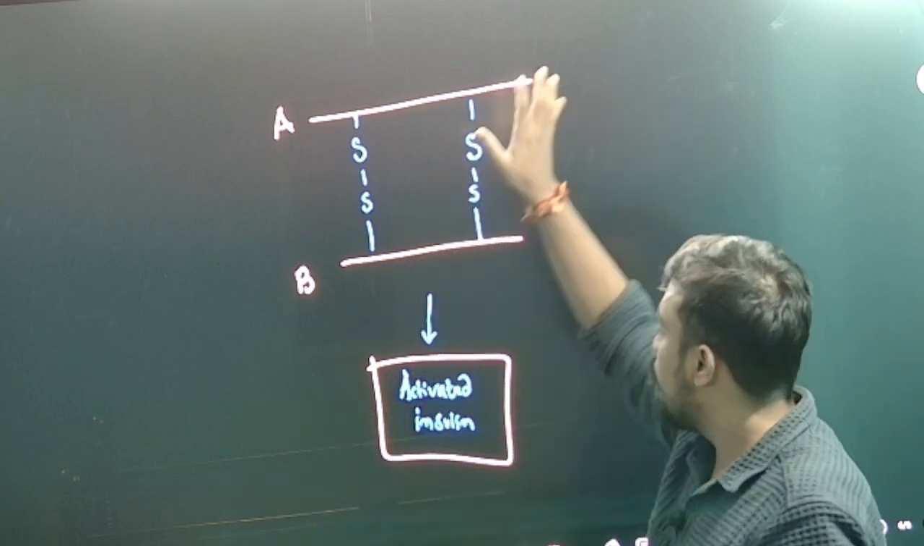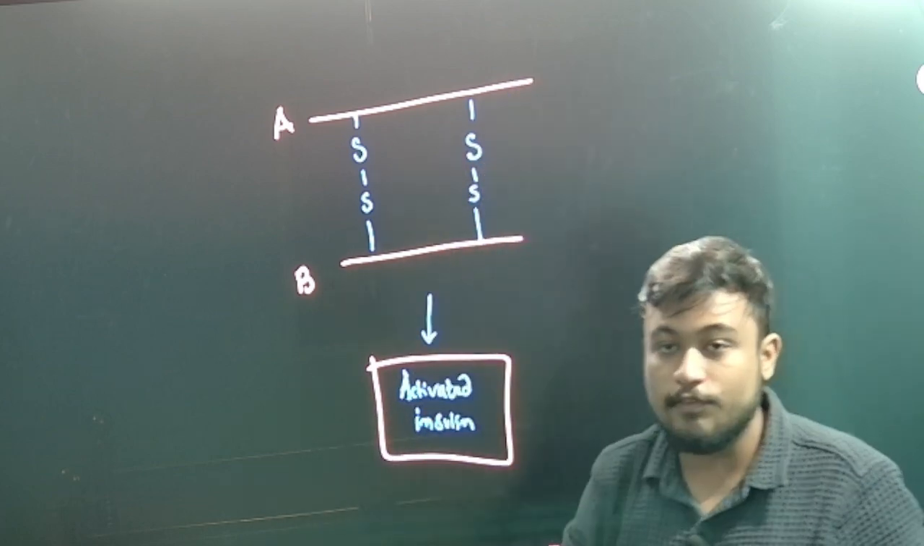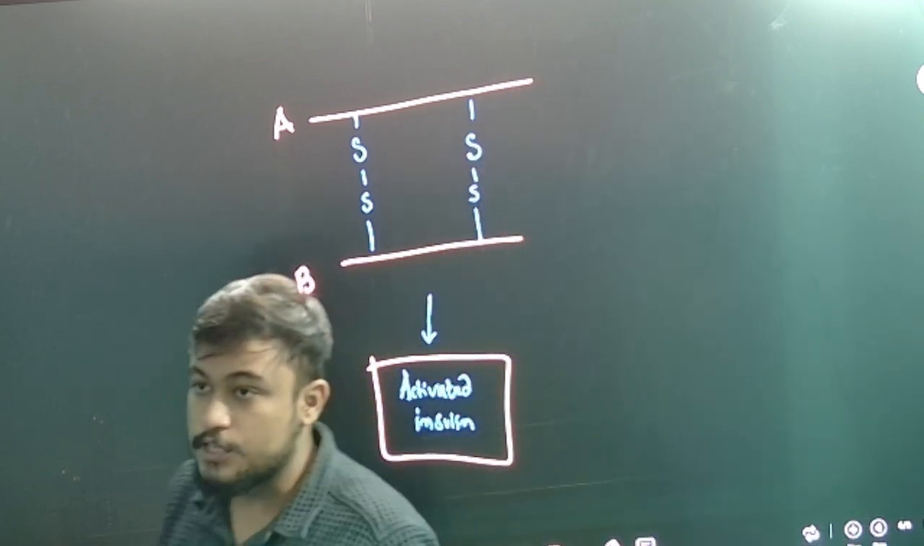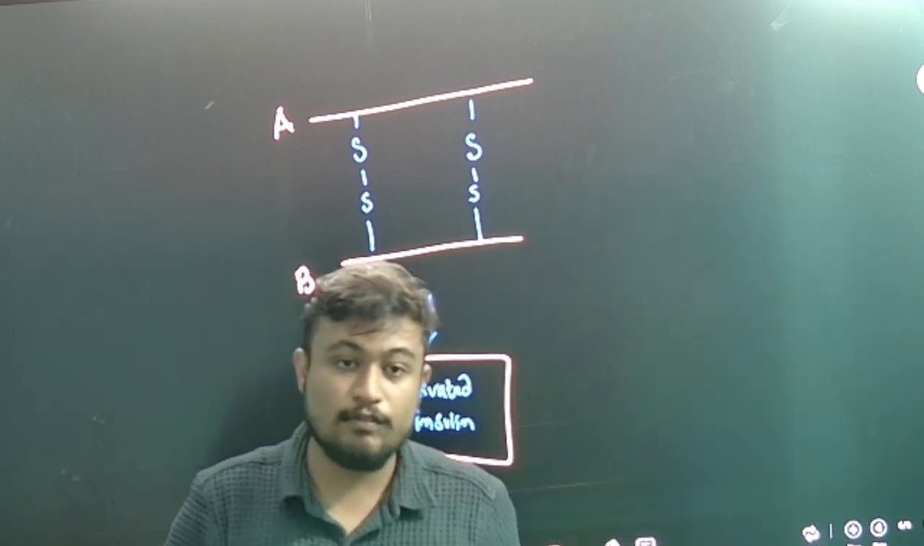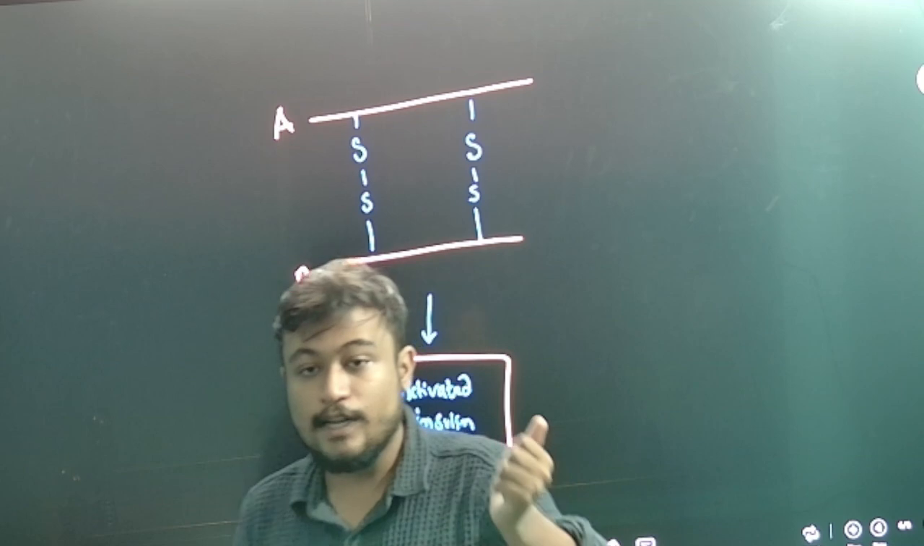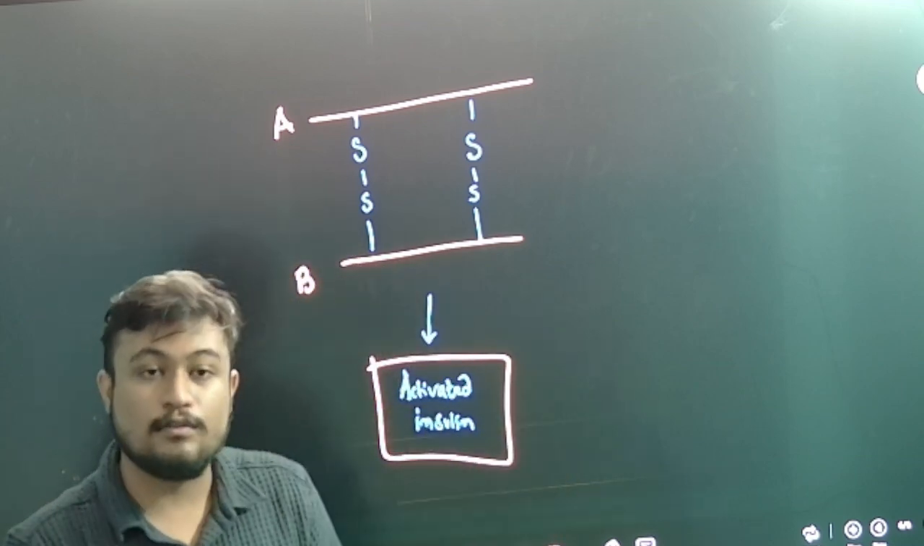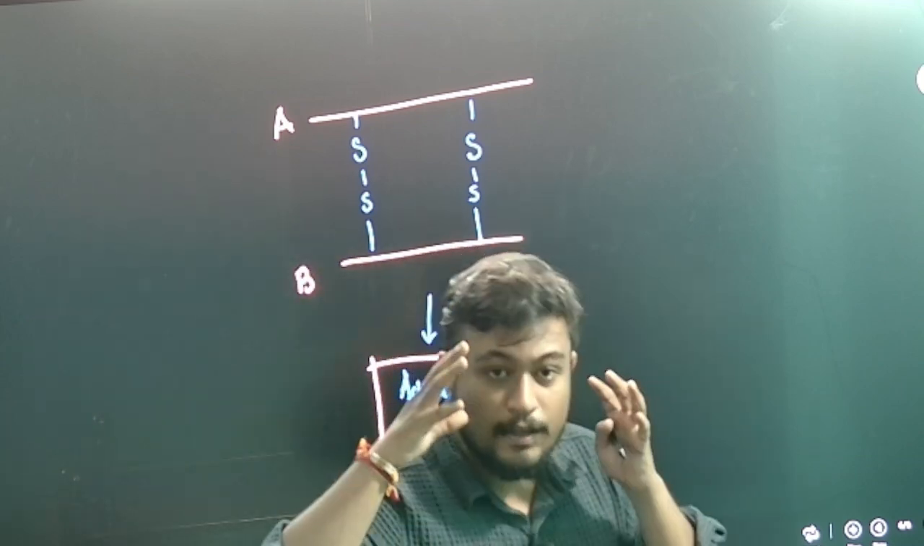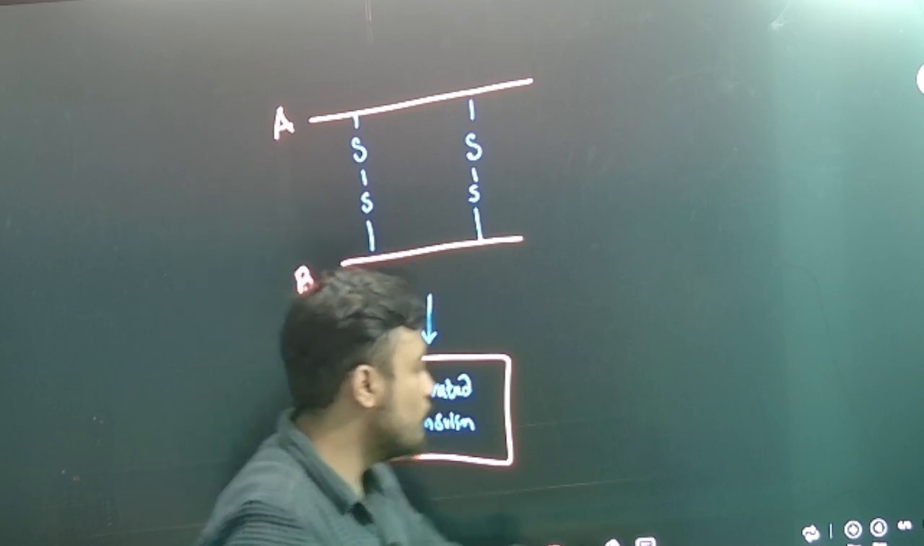So look at this. Now what did I get? Now I got activated insulin. So the scientist thought, why not directly make activated insulin? Why should we make proinsulin, and that proinsulin will take 2 to 3 hours to get converted into activated insulin. So let's build the activated insulin.